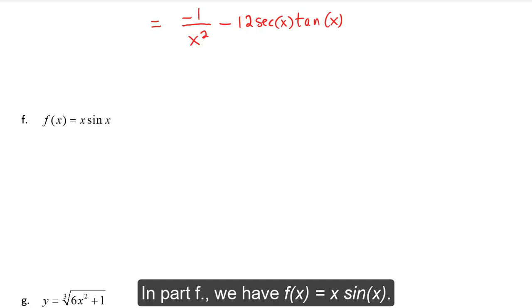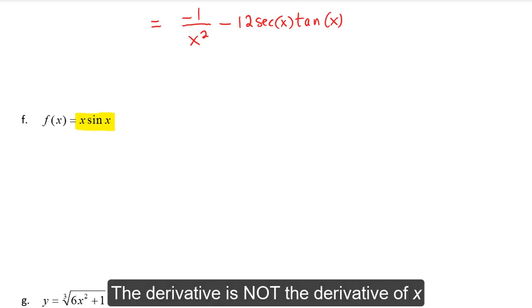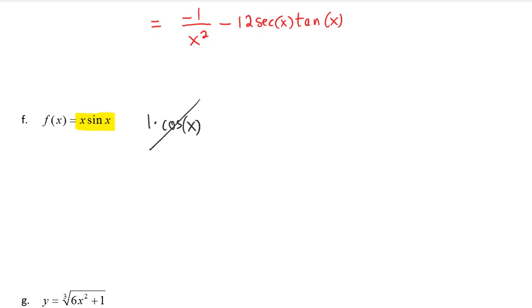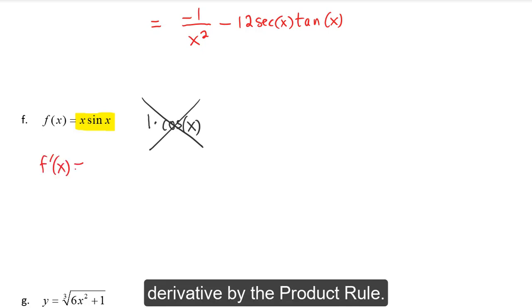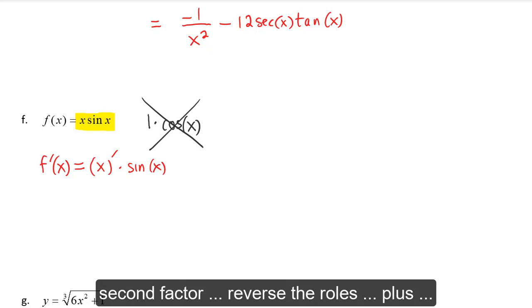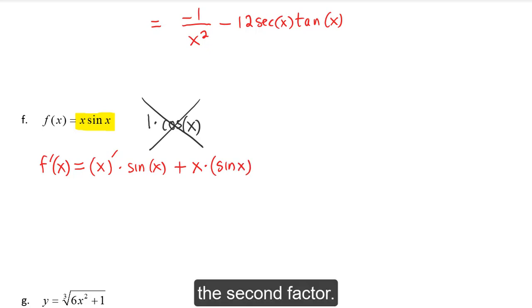In part F, we have f of x equals x times sine of x. Very important to notice that this is a product. The derivative is not the derivative of x times the derivative of sine of x. That is not the derivative. When you have a product, you find the derivative by the product rule. The derivative of the first factor times the second factor, plus, reversing the roles, first factor times the derivative of the second factor.